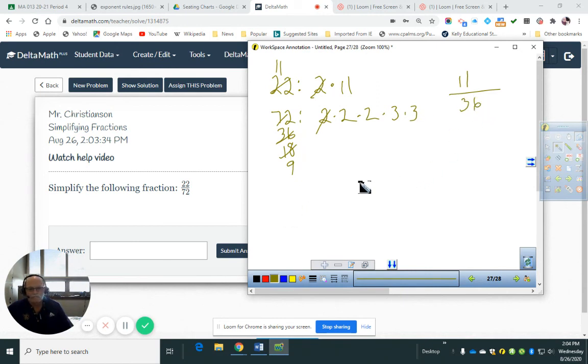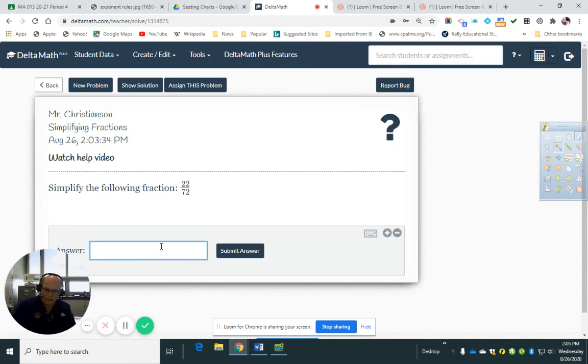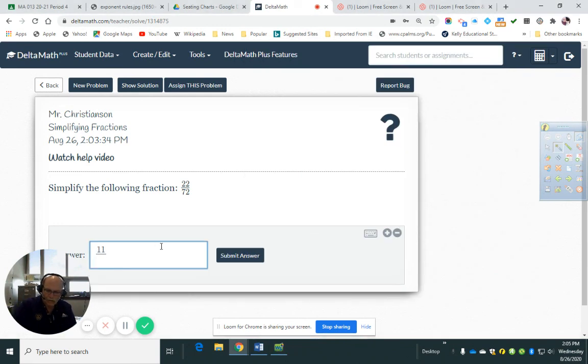Okay. So if you do primes, you're not necessarily finding a common factor to divide with. You're finding the common factors to cross out and then multiply whatever's left to get your new fraction. So that's just another take on doing this. 11/36.